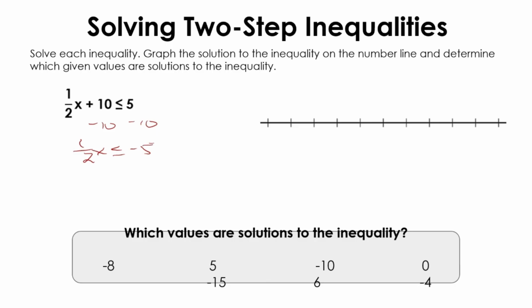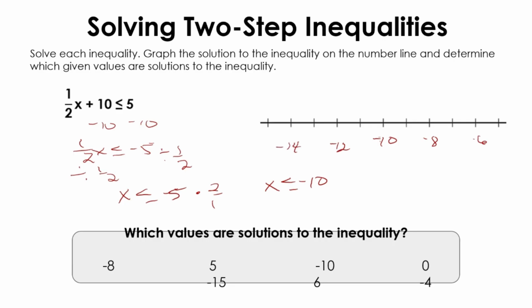And to undo multiplication, the 1/2 multiplied by x right there, I'm going to have to divide by 1/2. Well, we know dividing by 1/2 is the same as multiplying by the inverse, which is 2/1. So x is going to be less than or equal to -10. So I'm just going to put -10 in the middle, then -8, -6, and so forth, -12, -14.